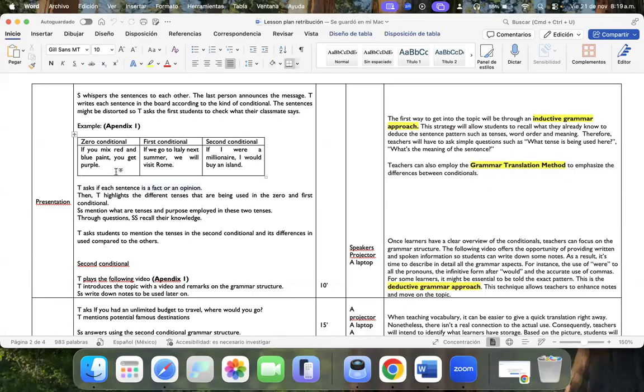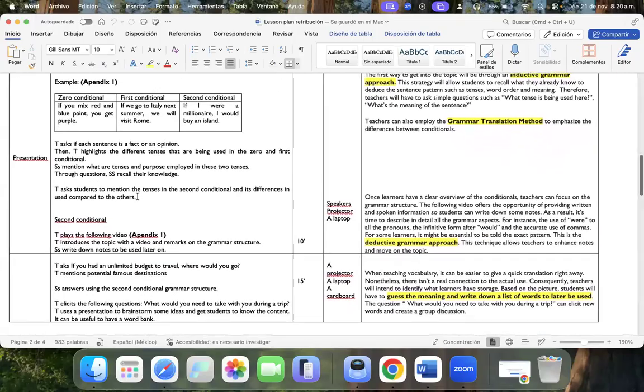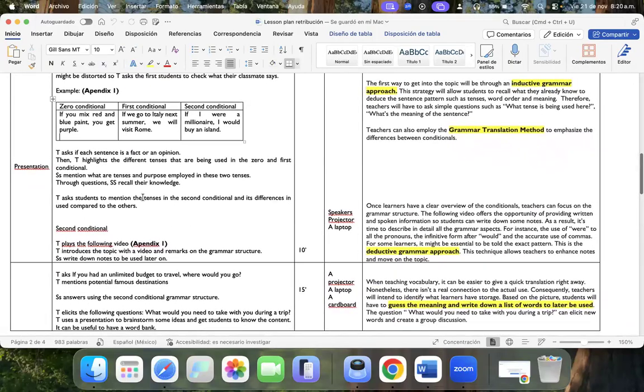So they get the chance to know the meaning and the structure, and they try to use their own critical thinking still to discover what the structure might be for each conditional. So after you finish with this, I think at least in some courses, because it depends on the level of proficiency, you can also use Spanish. I think it doesn't matter if you use it.